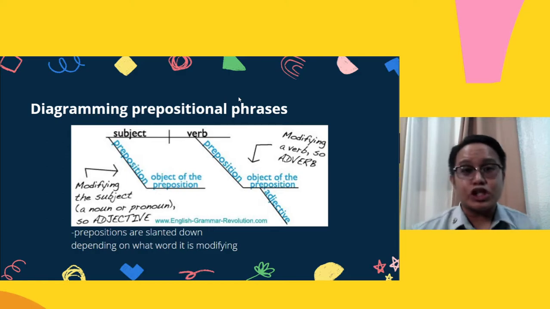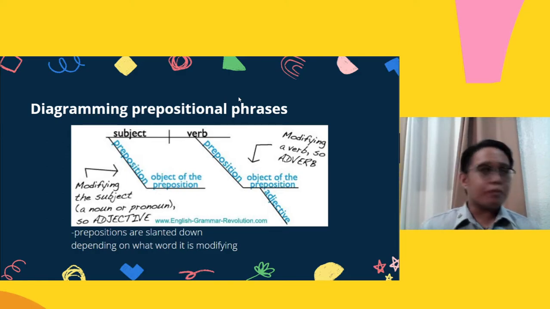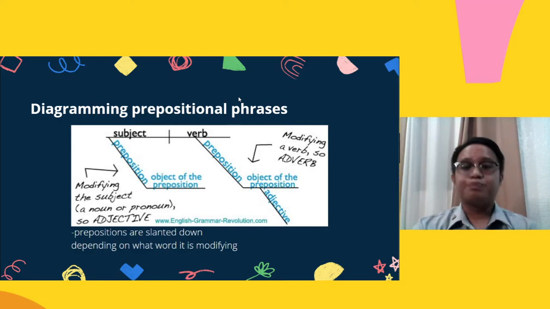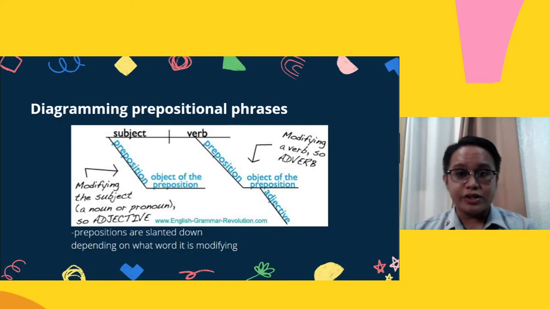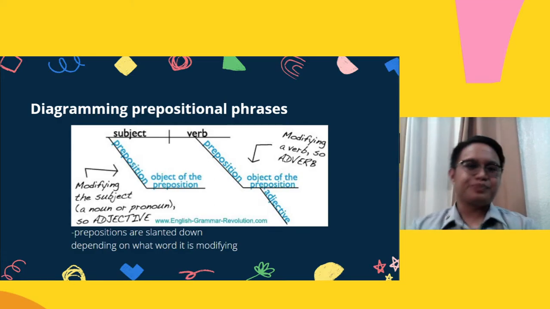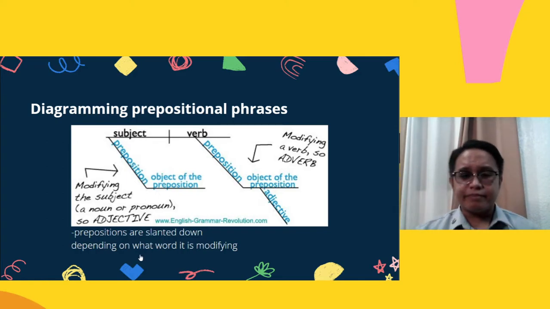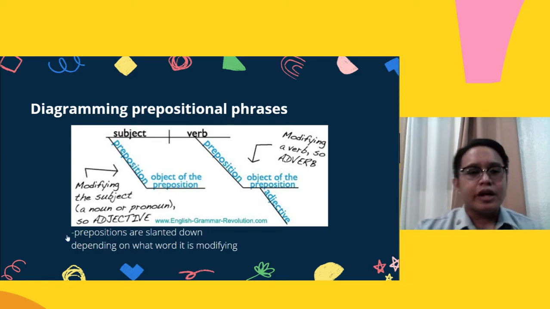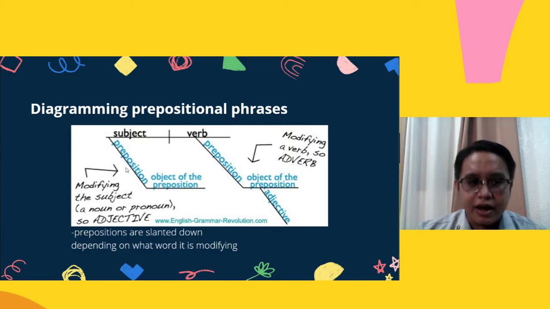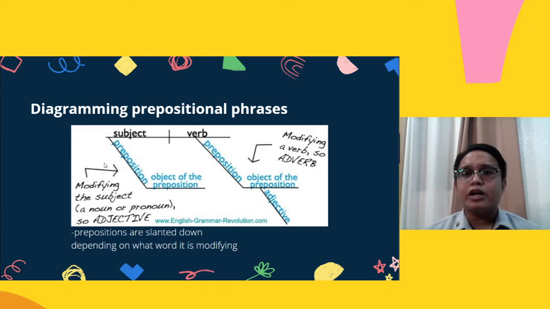diagram prepositional phrases. As you all know, prepositional phrases start with a preposition and end with a noun or pronoun, diba? So this is how we are going to diagram it. The preposition goes on the slanting line, so we need to make a slanting line under, depending kung unsa nga word ang iyang gi-modify. It can be the subject or it can be the verb.